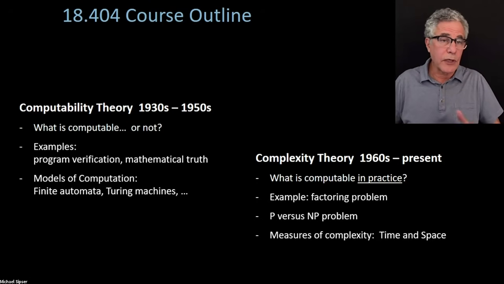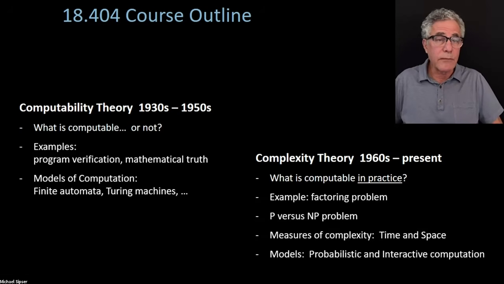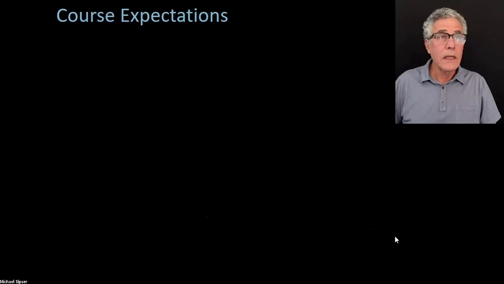And along the way, we'll talk about different measures of complexity of computation, time and space, time and memory. A theorist called memory, I like to call it space. That's going to be a big part of the course in the complexity theory part. We'll introduce other models of computation, such as probabilistic and interactive computation. Let me talk about the expectations of the course.